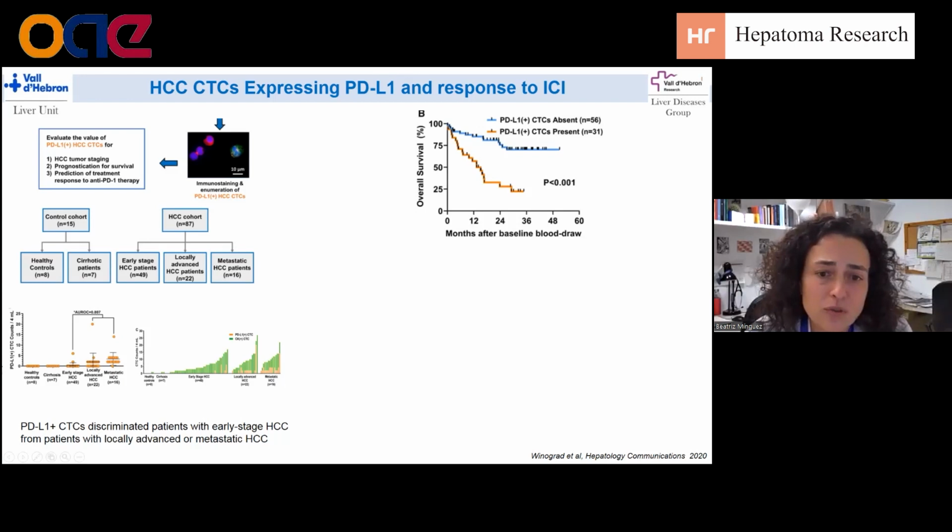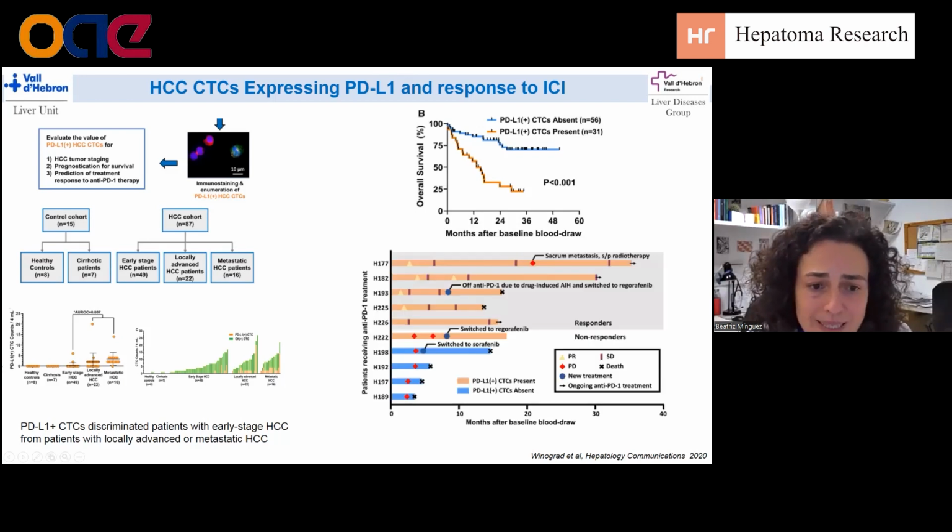But I think that the most interesting thing, even if it's only 10 cases, is that from all the patients that were expressing PD-L1 on CTCs, 5 out of 6 respond to immunotherapy. One had to change to another therapy, but all the patients, 4 that didn't have PD-L1 expressing on CTCs, didn't respond to immune checkpoint inhibitors. So again, a proof of principle that needs to be validated, but interesting results anyway.